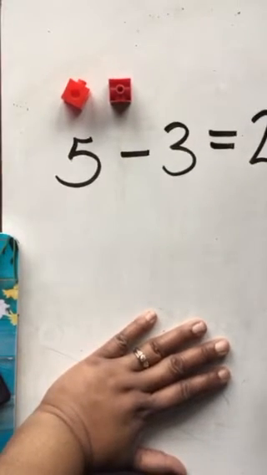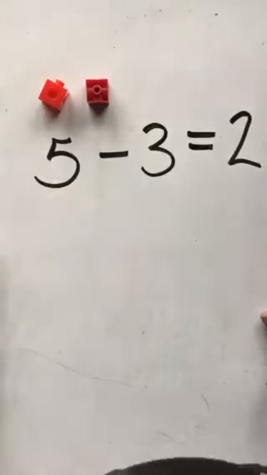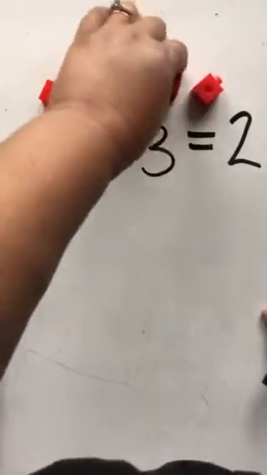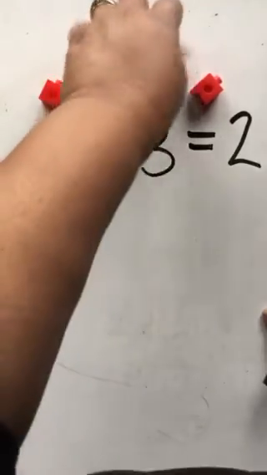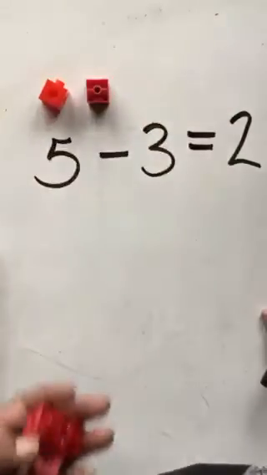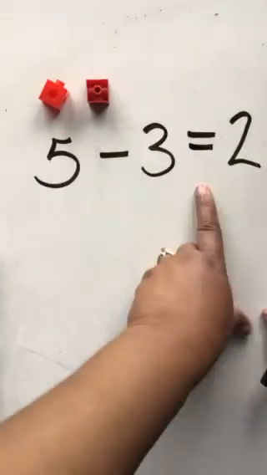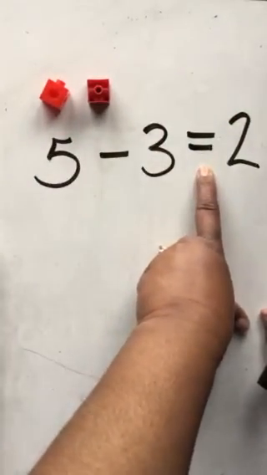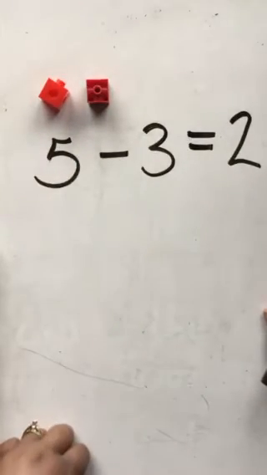All right. Now, let Miss T read this for you. Okay. 5, I've got my 5 cubes here. 5 take away 3. Those are the 3 that I'm taking away. Equals or is the same as 2. And that's how many we have left.